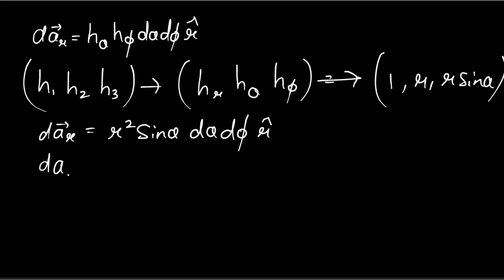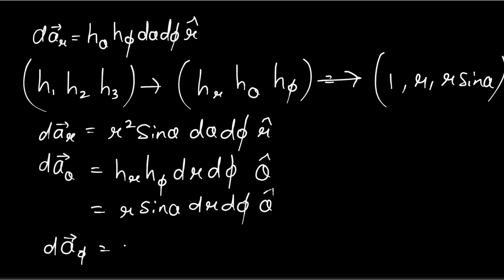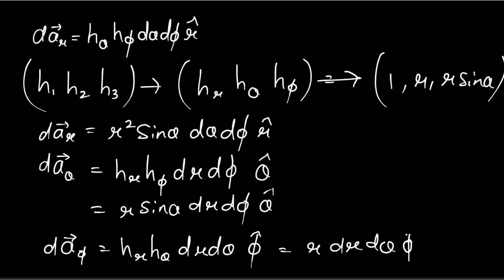Let's suppose dr, if I want to find out the area element in the theta direction, then it comes out to be hr, h phi, and dr d phi. Then just put the values and you will get it. hr is 1 only, so dr d phi and theta cap. Similarly, if you find the phi component of the area element, it comes out to be hr, h theta, and dr d theta in the phi direction. And if you put the values, you will get r dr d theta and phi cap simply.